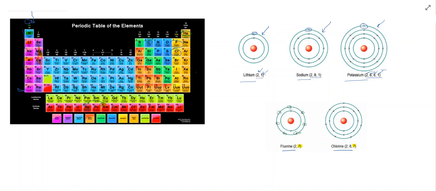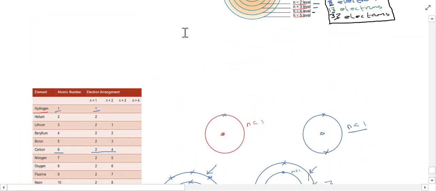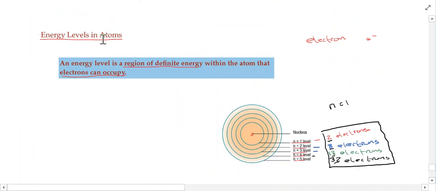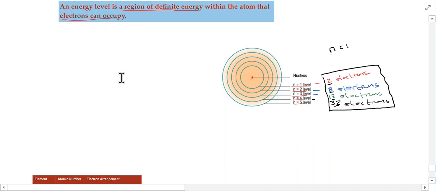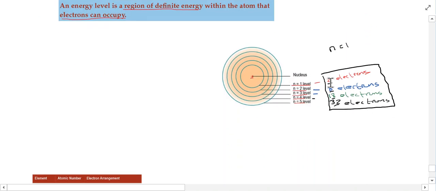So that is energy levels, and hopefully that makes sense, but just as a general introduction to energy levels, and looking at all of these energy levels in an atom. So as I was saying, an energy level is a region of definite energy within the atom that electrons can occupy, and they occupy them as per the capacity of each of the energy levels.